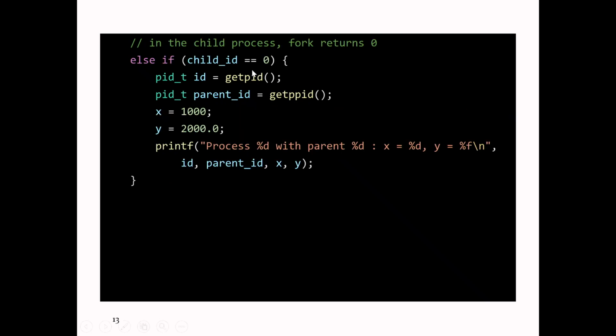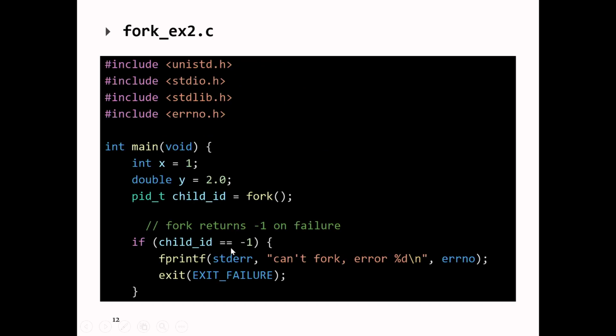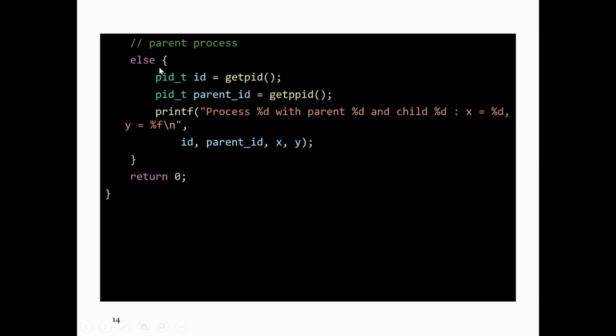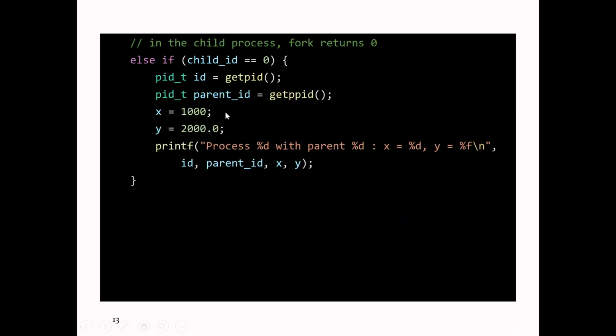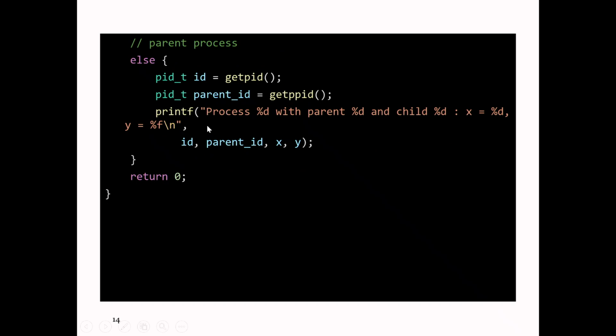if you look at the returned ID and it's 0, then you know this is the child process, right? Otherwise, it's the parent process that's running. Right? So you can do something different in the child process compared to what you do in the parent.